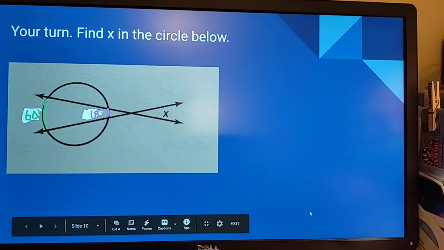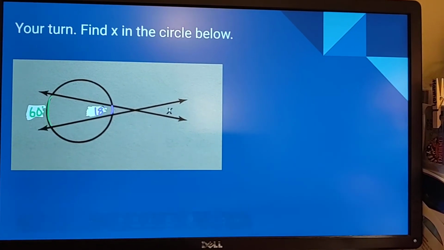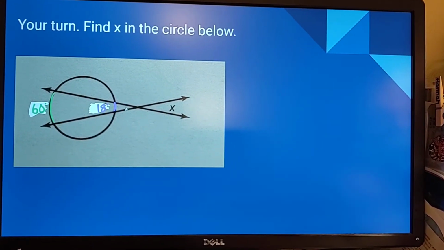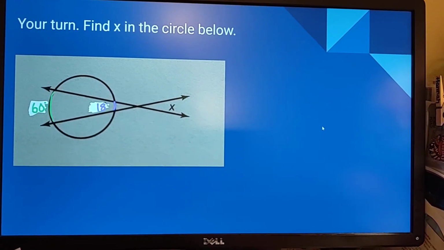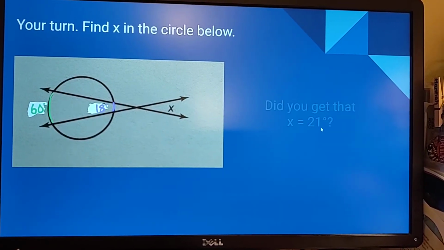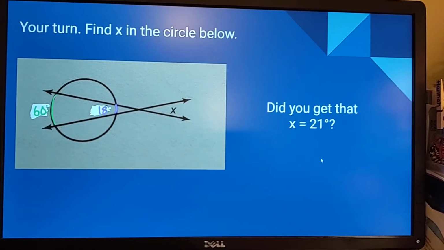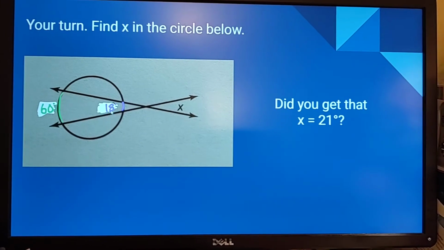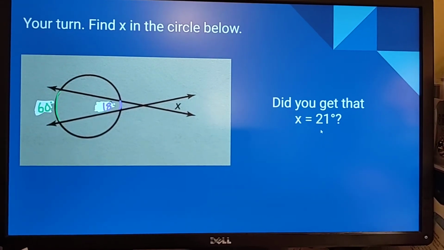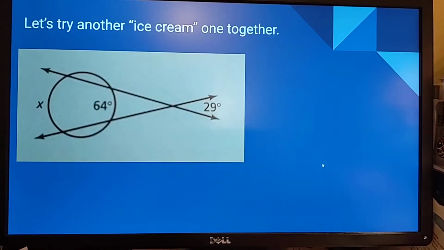All right, your turn. Find X in the circle below. Again, your X is here. Your X is also here. Go ahead and pause the video, get an answer for X. Did you get X equals 21 degrees? I hope so, because 60 minus 18, divide that by 2, and there you get your 21 degrees.